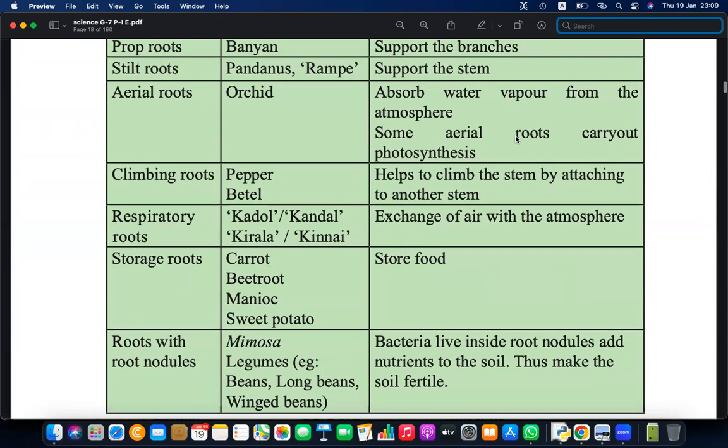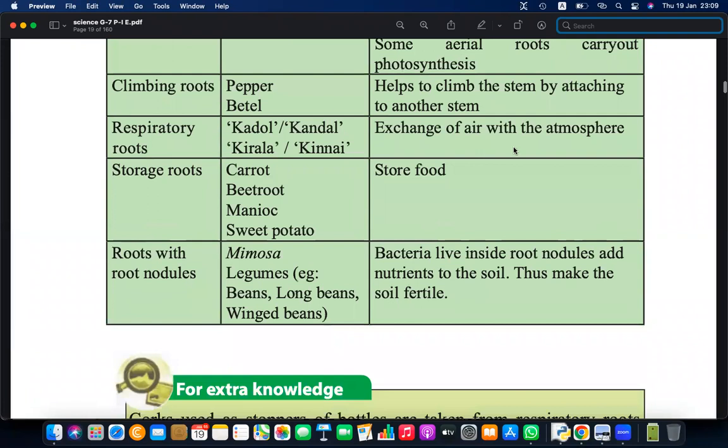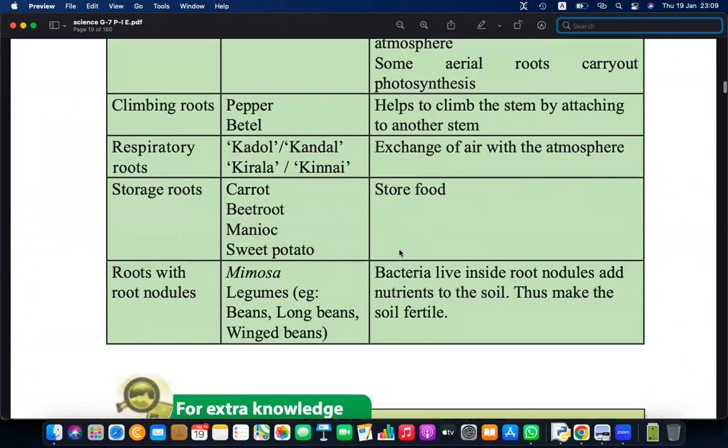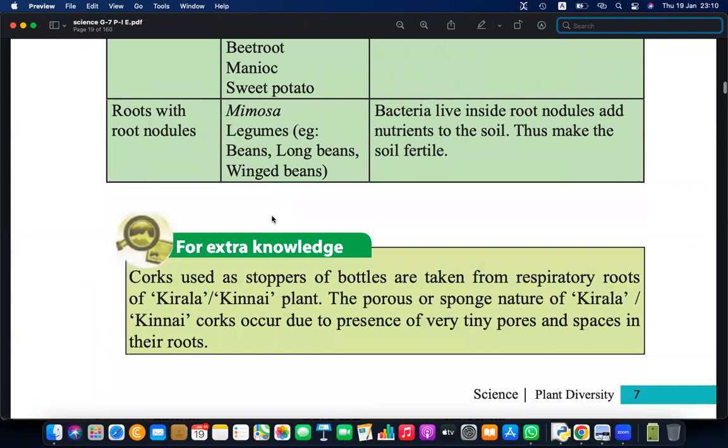Okay, then we discussed the purposes of those. Storage roots, we couldn't discuss that. Storage roots basically store food, right? Like carrot, beetroot, manioc, and sweet potato, they have storage roots.